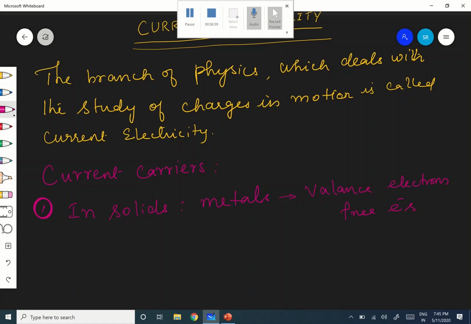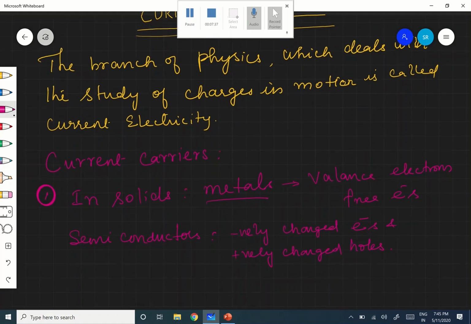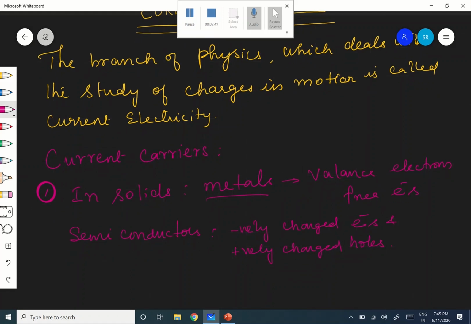In the case of semiconductors, there are two types of current carriers: negatively charged electrons and positively charged holes, which we will study in later chapters. So just have an idea: negatively charged electrons and positively charged holes. I think you would have studied about these holes in your 11th chemistry. Next one is insulators.